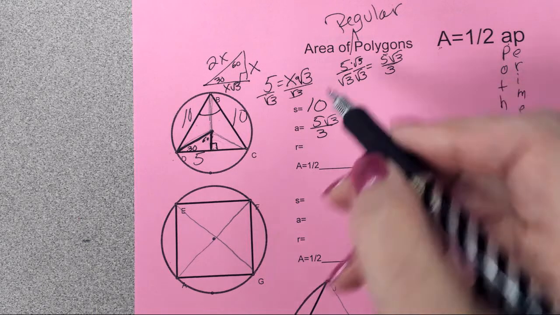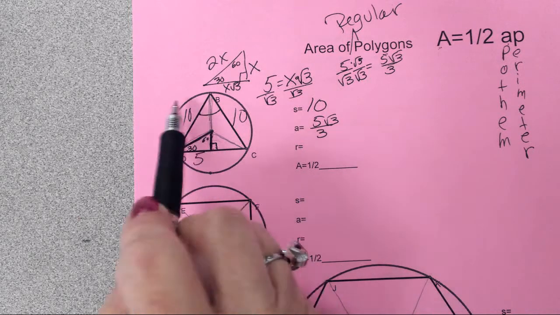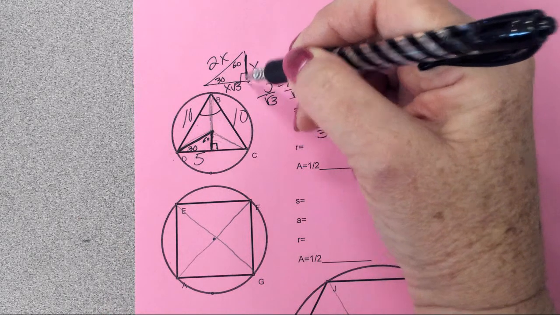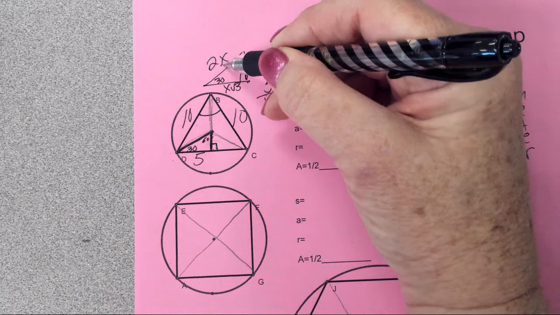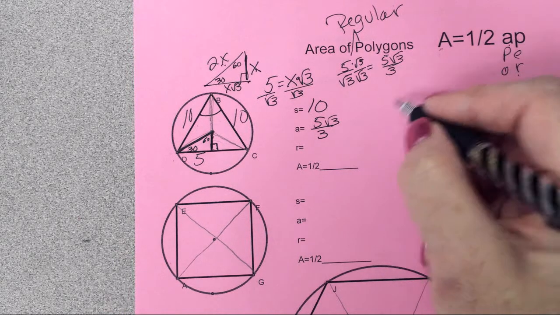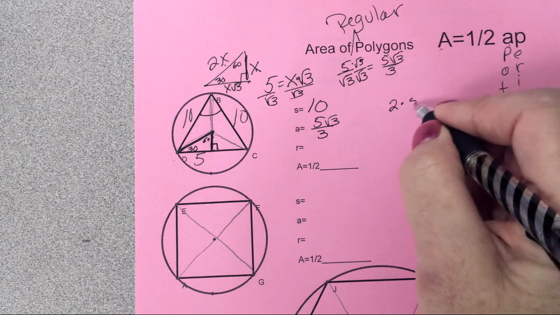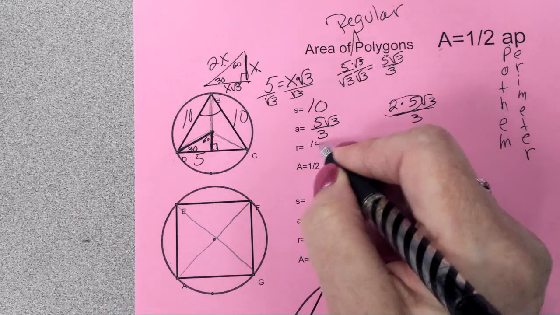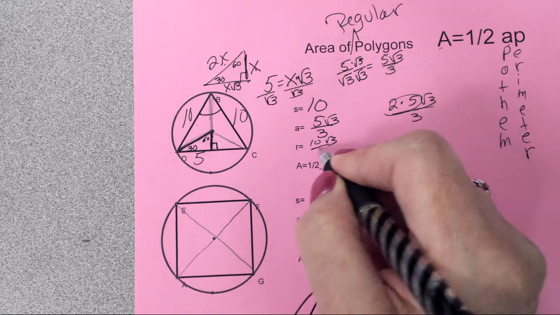So, if the apothem was across from the 30, what do we have to do to get the hypotenuse, which is the radius? We have to multiply by 2. So 2 times 5 radical 3 over 3 turns out to be 10 radical 3 over 3.